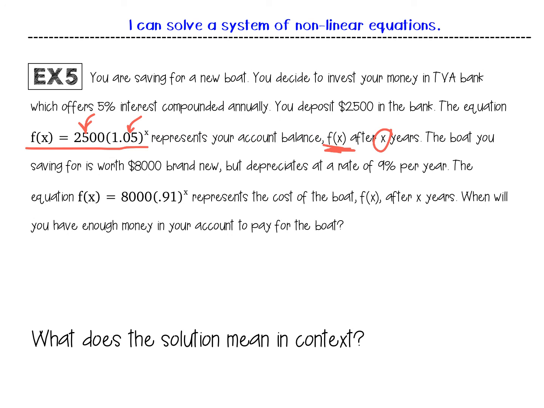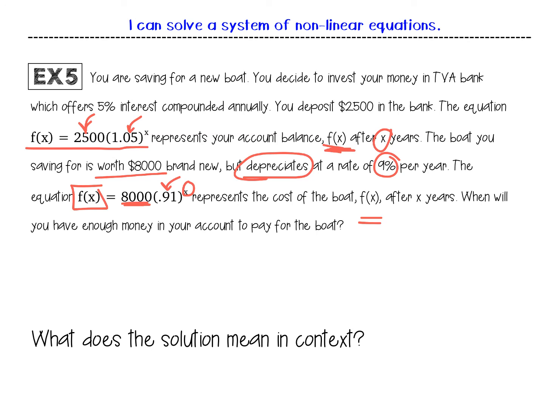So the boat you're saving for is worth $8,000, brand new. So that's the initial value when time is 0, and it's depreciating. So it's going down at a rate of 9% per year. So that is this right here, and x is the time. So as the time goes on, the output, or the cost of the boat, is getting smaller. So when will you have enough money in your account to pay for the boat? So I'm looking for when my account and the boat cost are going to be equal.